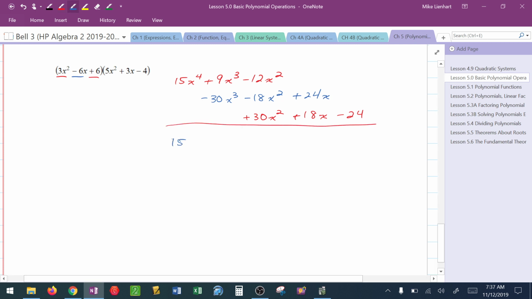I've got 15x to the fourth. Let's see, minus 21x cubed. Ooh, check this out. All the x squareds cancel each other out. No problem. Go to the x. I've got plus 42x minus 24.